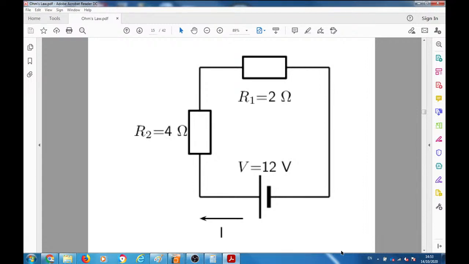Okay, Ryan, you got 2. That I assume is for the current. Yeah, so it would be 2 ampere.